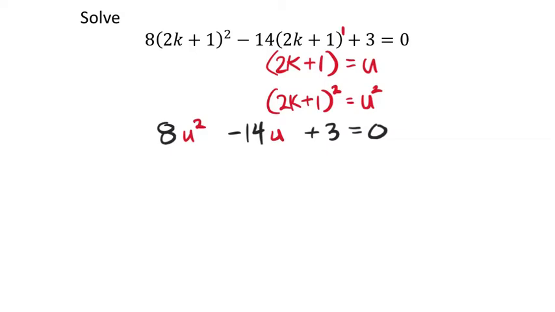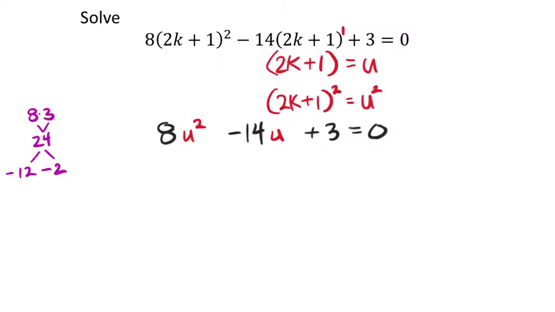Again, you're welcome to use the quadratic formula to solve it, but I'm looking at my 8 and 3 there. I'd have to multiply those before I start factoring, and it looks like I have to factor by grouping because my leading coefficient is 8. So 8 times 3 is 24. I need 2 factors of 24 that add up to negative 14. 12 and 2, I believe. I apologize, not just 12 and 2, but negative 12 and negative 2.